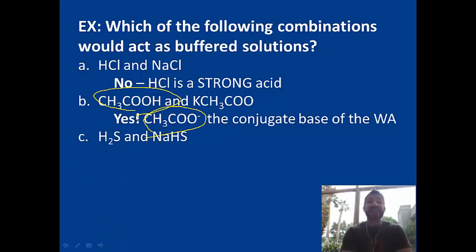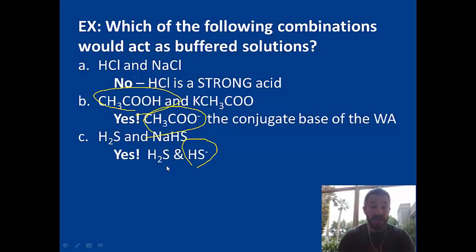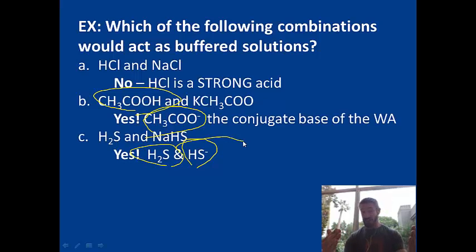Dihydrogen sulfide and sodium hydrogen sulfide, would that be a buffer? The answer is absolutely, because when sodium hydrogen sulfide dissolves, you get hydrogen sulfide ion, which is a conjugate base of, what is the name of that acid, H2S? The name of that acid is hydrosulfuric acid. Remember, this acid does not contain the element oxygen, and if it doesn't contain the element oxygen, we add the prefix hydro. So this is hydrosulfuric acid and hydrogen sulfide, and so that is definitely a buffer.